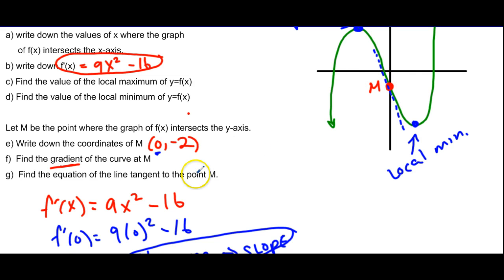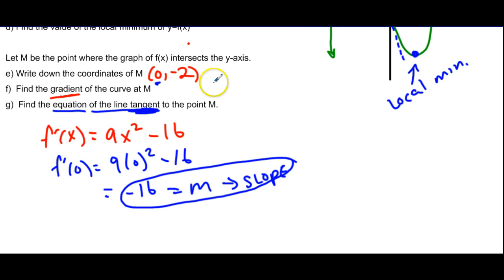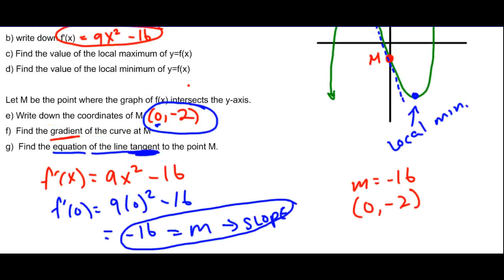All right, so the last question here, we want the equation of the tangent line. So tangent means the line that touches the graph at a certain point and only at one point. In this case, we're looking for this dotted line, touching the point at M. All right. So how do we do that? Again, we have a point, we have a slope. So I'm gonna rewrite those right here. m equals negative 16, the point 0 comma negative 2, because we want the tangent at M.